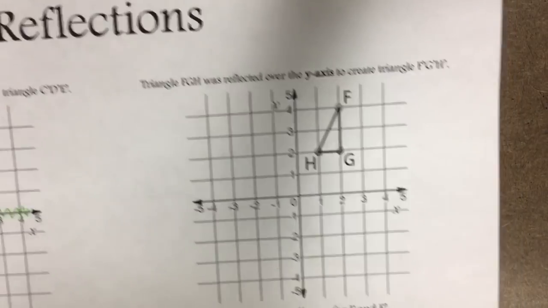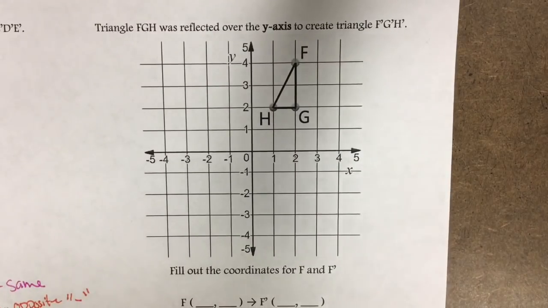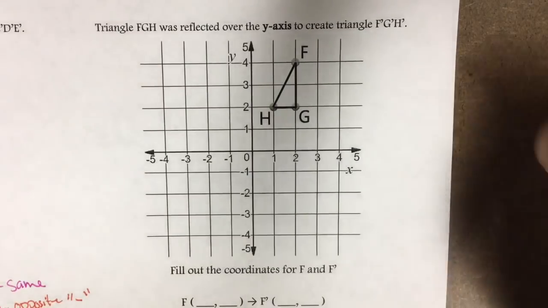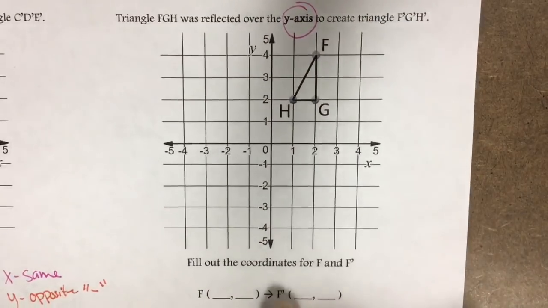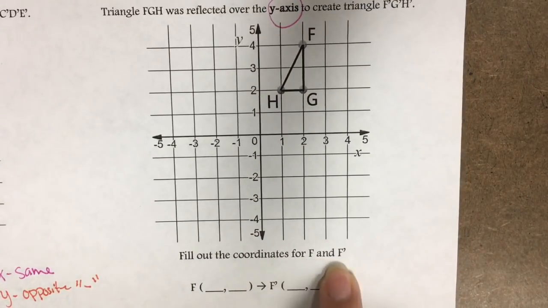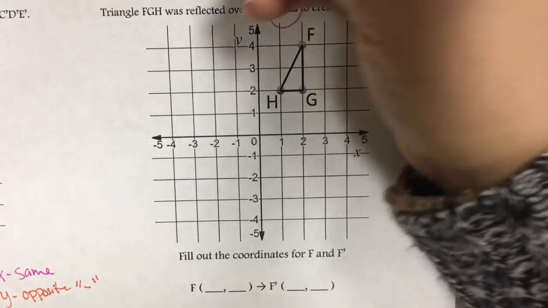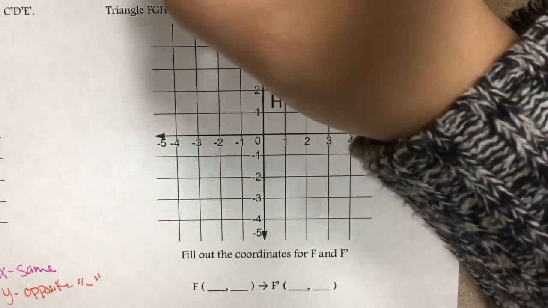Now let's do the last one. If you haven't paused it before to try it on your own, you should be doing that with this last one, so that way you can make sure that you know what to do before you do your exit ticket. So this time we're going to be reflecting across the y-axis. So when we reflect across the y-axis, we're going to specifically be looking at point F and F prime. So let's go ahead and look at F.